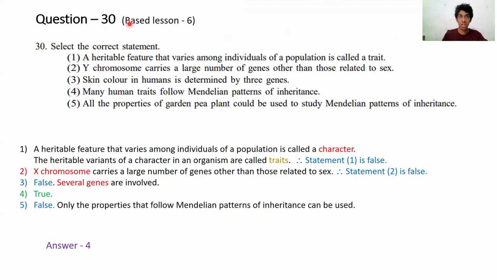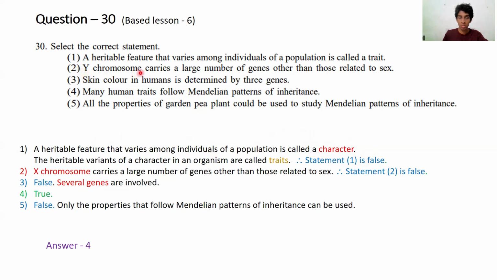Question number 30. It is based on the 6th lesson. Select the correct statement. Number 1. A heritable feature that varies among individuals of a population is called a trait. No. A heritable feature that varies among individuals of a population is called a character. Traits are the heritable variants of a character in an organism. Therefore, statement 1 is false.